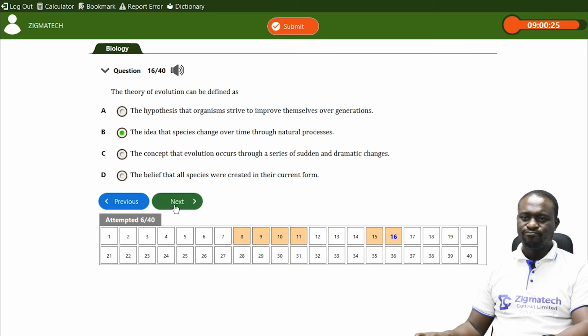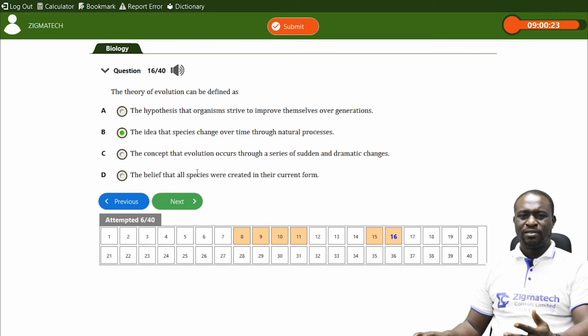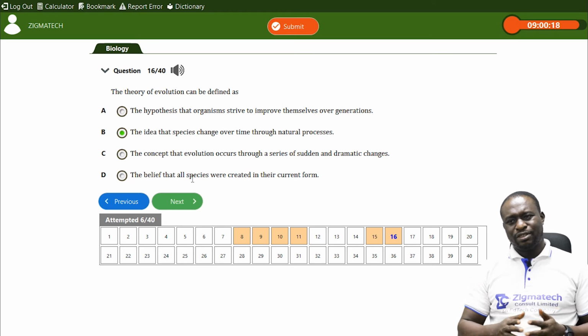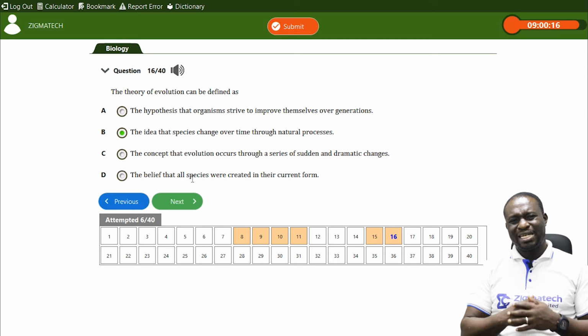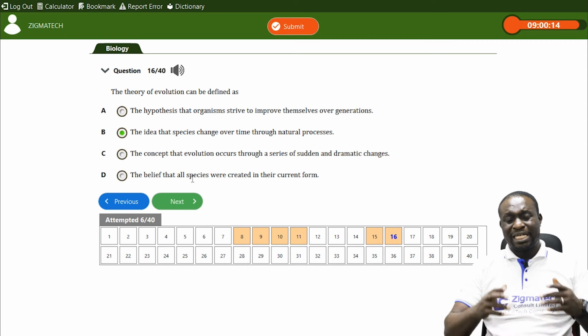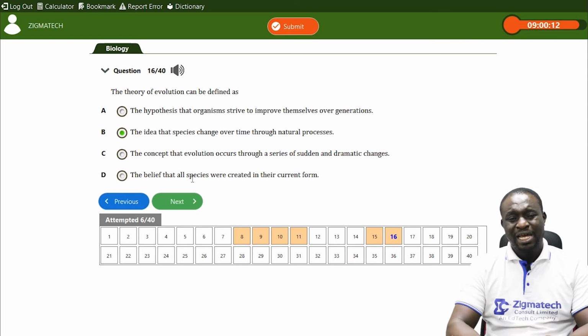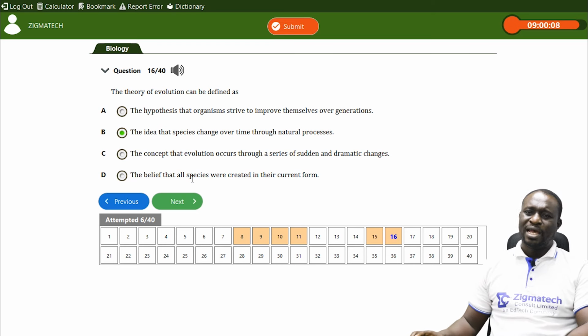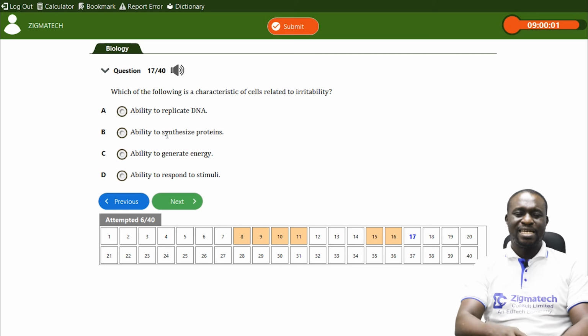Okay? When you say sudden, it is a change that happens within a short period of time. A dramatic change is something that happens within a very short period of time. But in our definition for evolution, it is a change that has occurred over a long period of time. And option B explains that better. Okay? Now, quickly moving on to question 17.